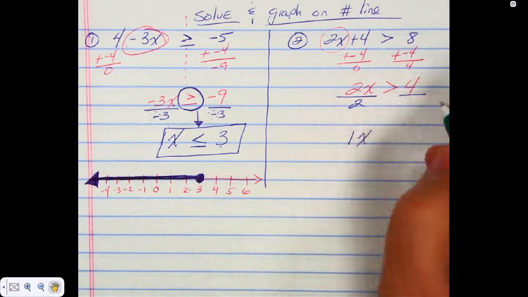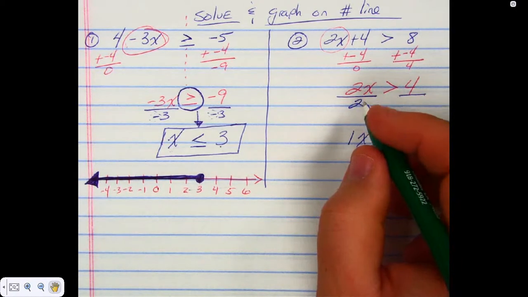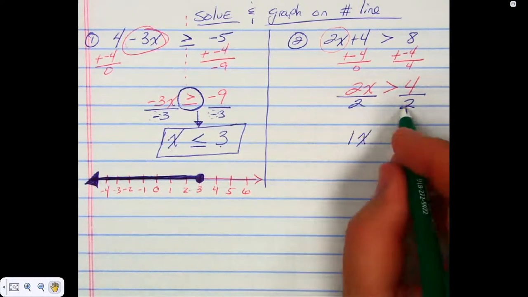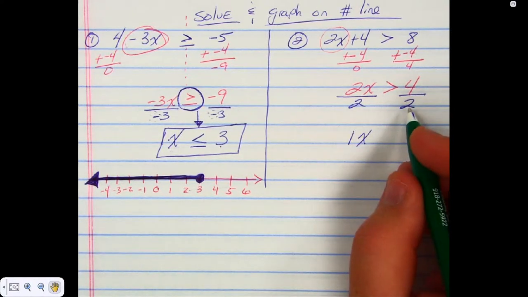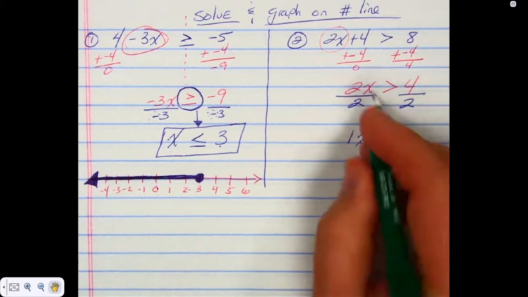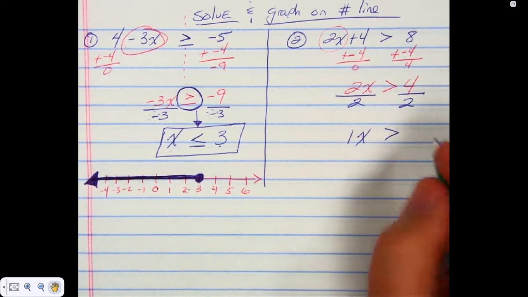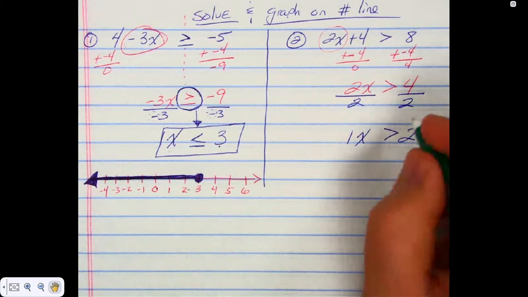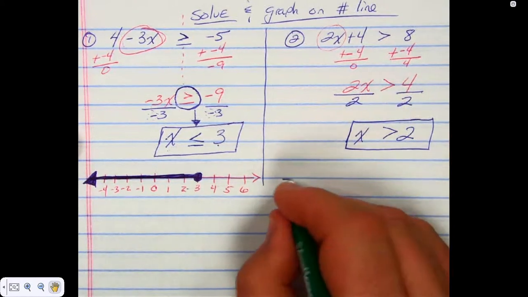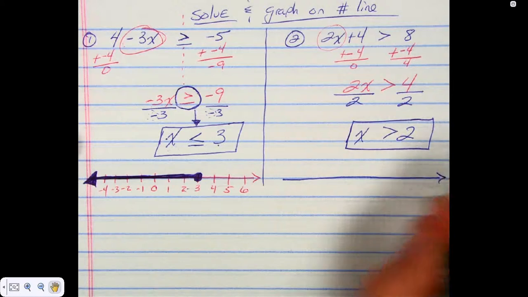If I divide the left side by 2, what do I do to the right side? Divide by 2. Did I divide both sides by a negative number? No. So do I do anything with that sign? It stays the same. X is greater than, what is 4 divided by 2? 2. Draw my number line.